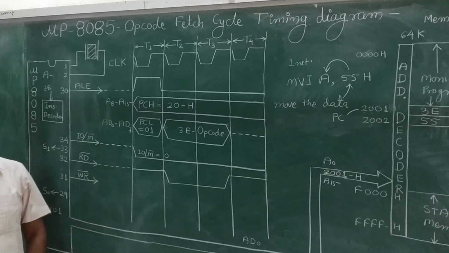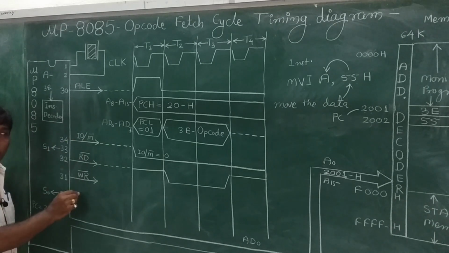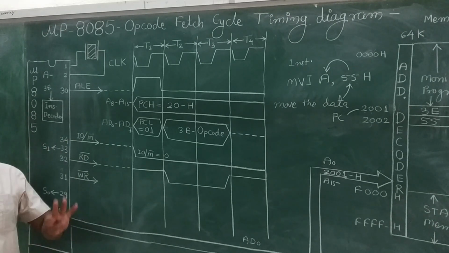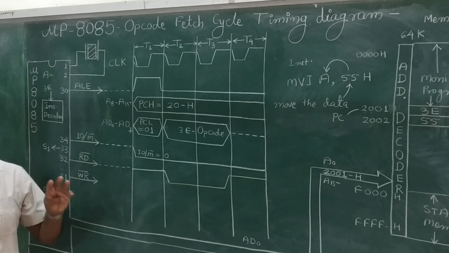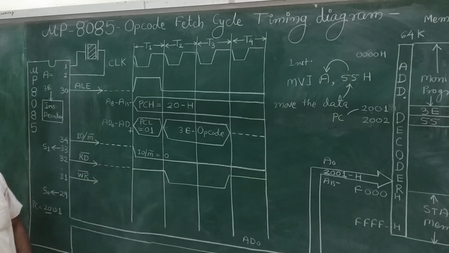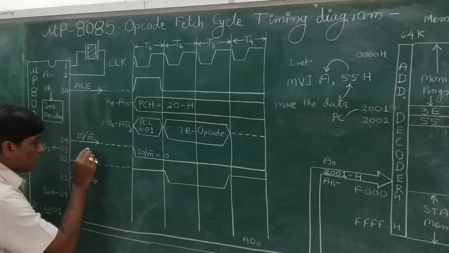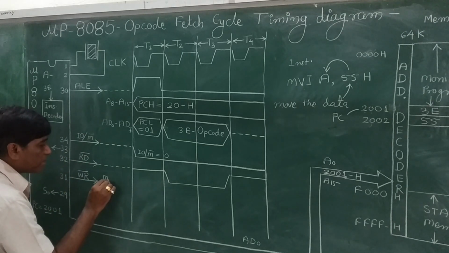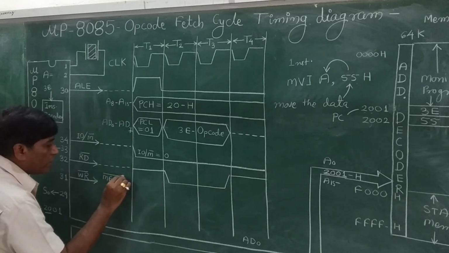74LS32 is an OR gate and 74LS04 is a NOT gate, an inverter. As we have already studied, with these 3 signals we can generate 4 control signals: IO read, memory read, memory write, and IO write. So because it is a memory read, we have to see the status of the memory read cycle, the memory read signal.